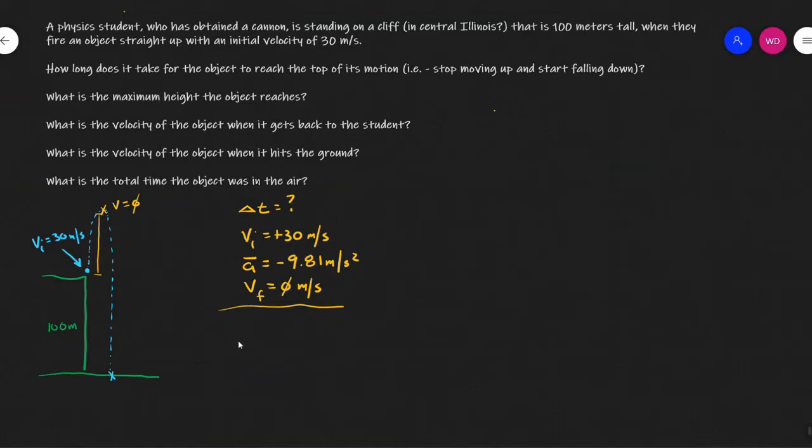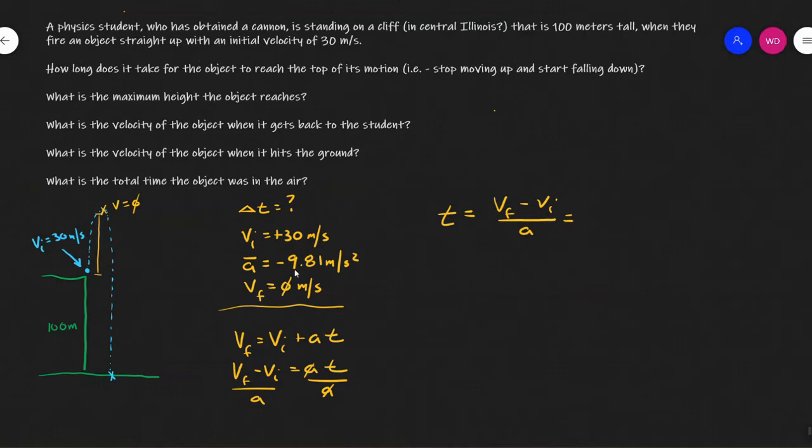The equation that we're going to want to use is V final equals V initial plus acceleration times time. This one has no displacement. As always, I'm going to do the algebra first. We subtract V initial from both sides, so I end up with V final minus V initial equals acceleration times time. I can divide both sides by acceleration. So the time it takes to get to the top, where its velocity is 0, is V final minus V initial divided by the acceleration.